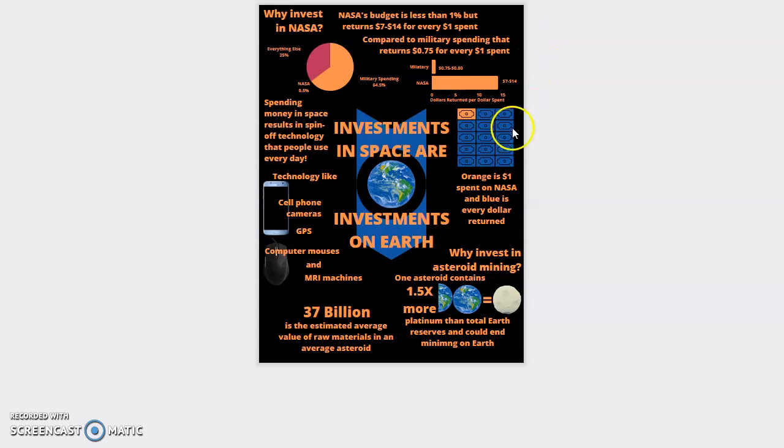And then proximity was also used by grouping similar arguments. For example, why invest in NASA is kind of this main point up here, and asteroid mining is this main point down here. Let me know if you have any other questions about my design choices.